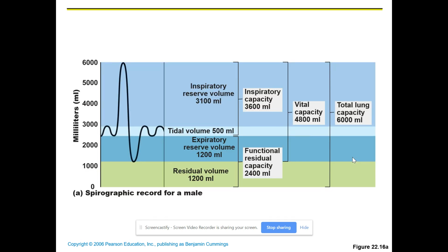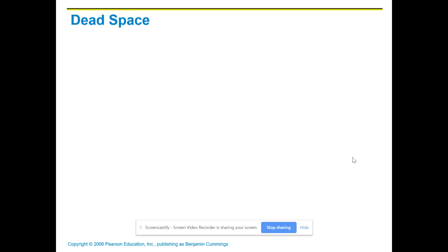You should be able to interpret this graph. You should be able to label the different parts of the spirograph or pneumograph. However, you don't have to know the individual amounts or volumes. These are just averages. I would, however, like for you to remember the tidal volume.